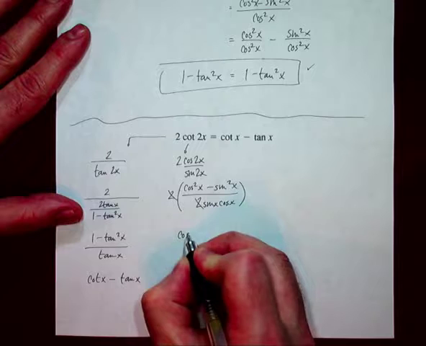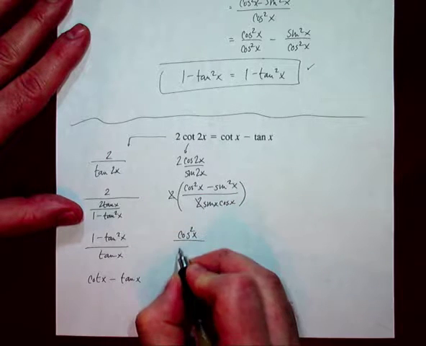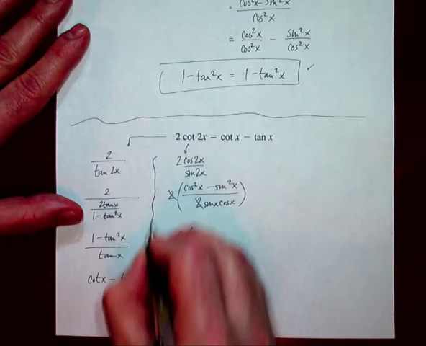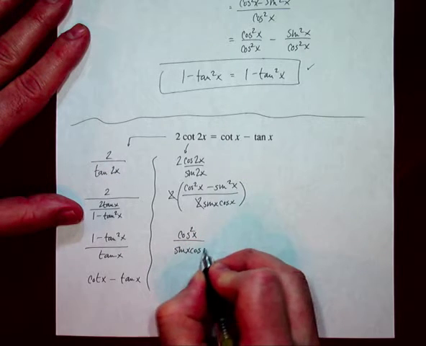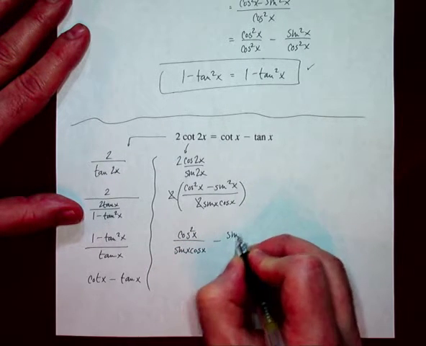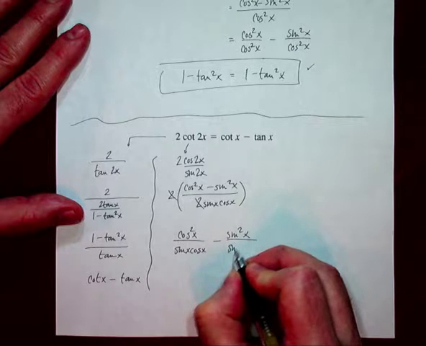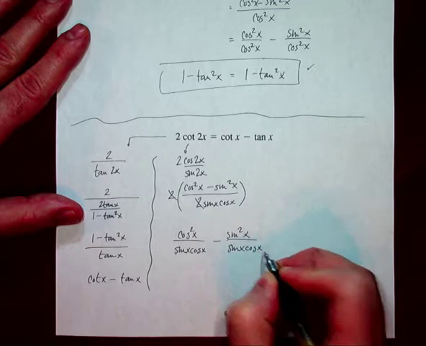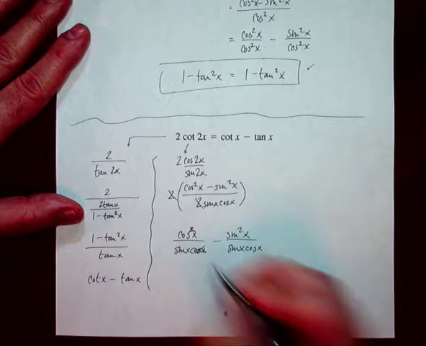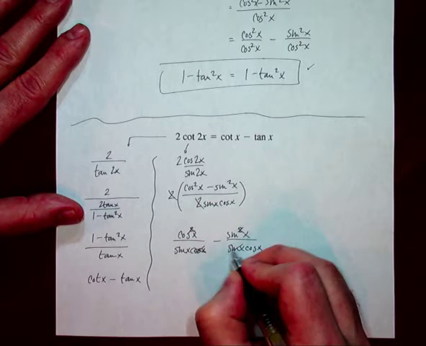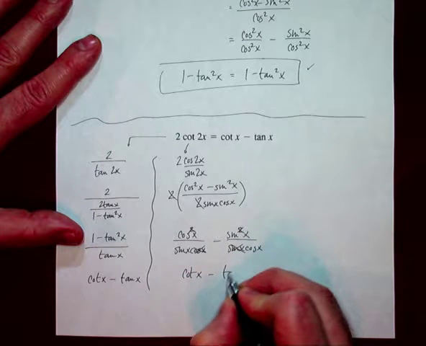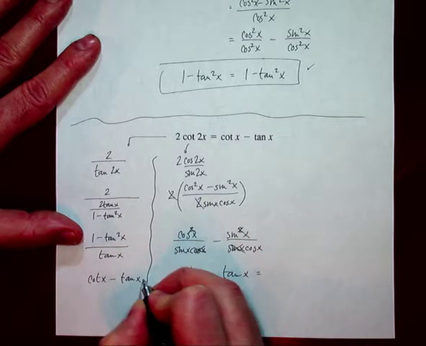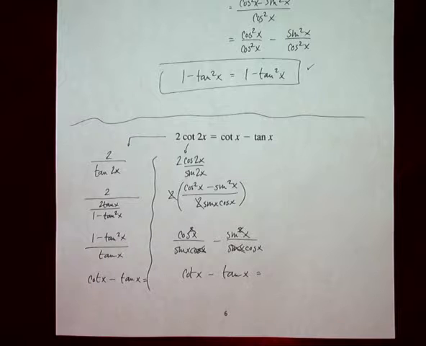I can pull that apart into cosine squared over sine x cosine x, minus sine squared over sine x cosine x. One of those cancels with the cosine in the denominator, one of those cancels with the sine in the denominator, and I get cotangent x minus tangent x. And both of those, of course, would be completely legitimate ways to do the left-hand side.